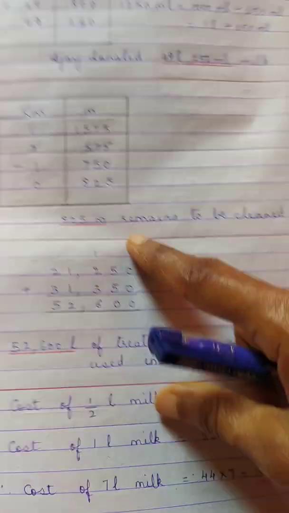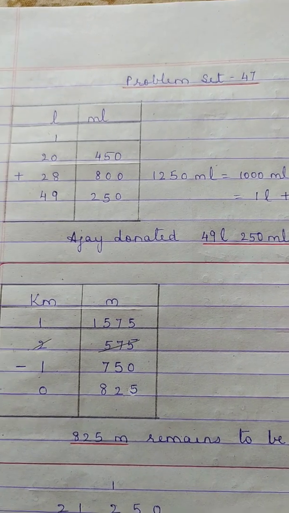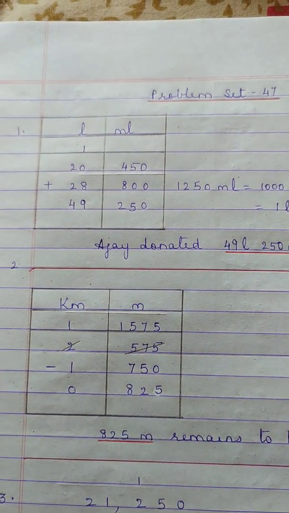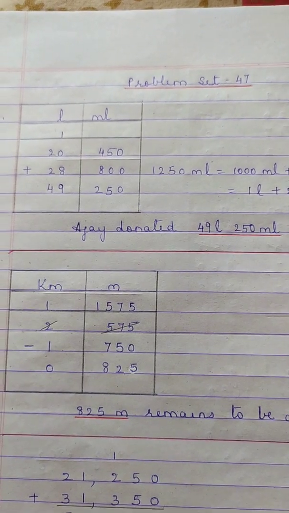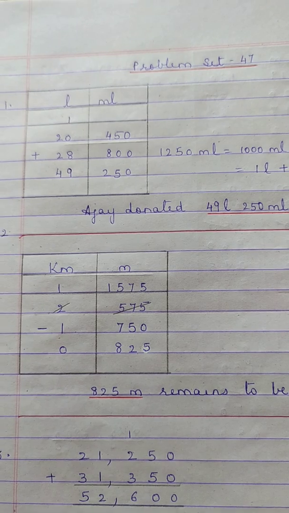Now after this, we go to the next problem set number 47. Now problem set 47, the first question, now these are word problems. The question says, look into your textbooks children, page number 66.